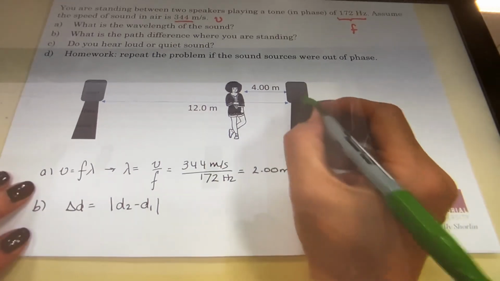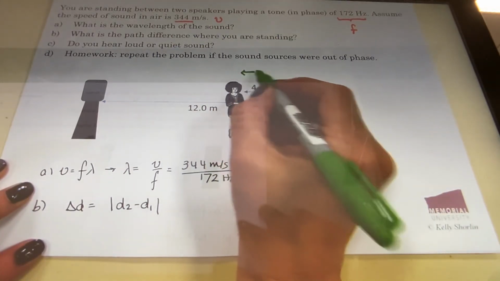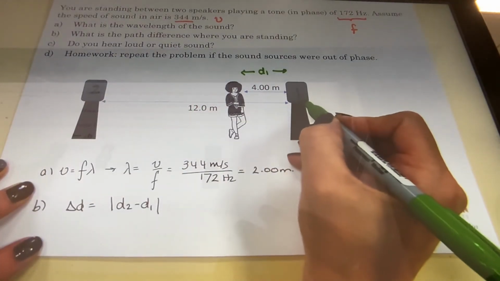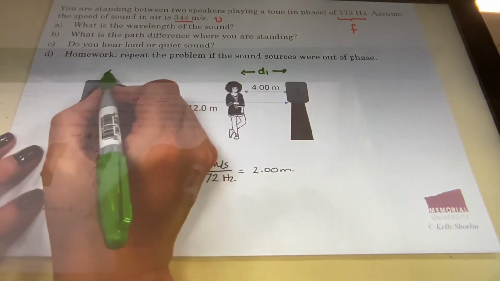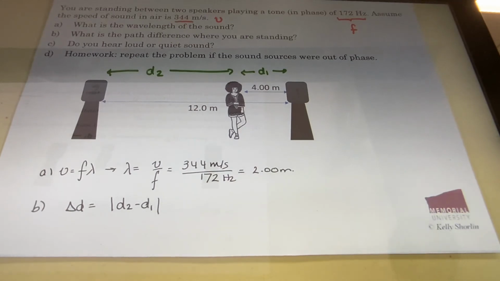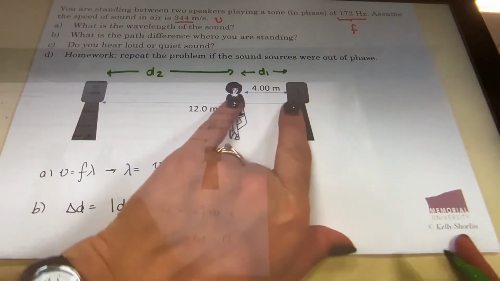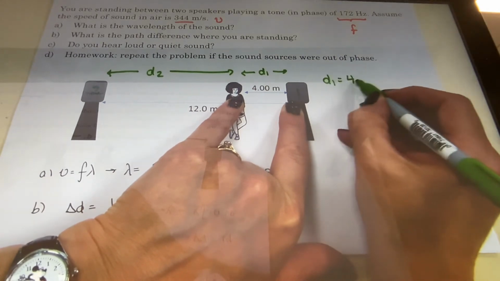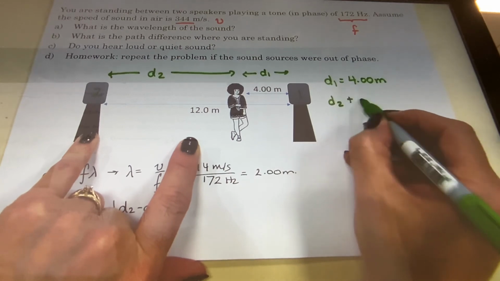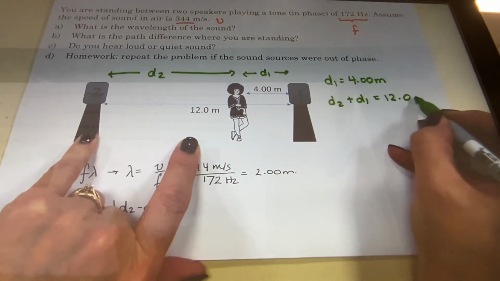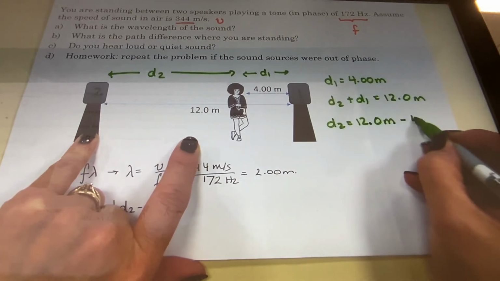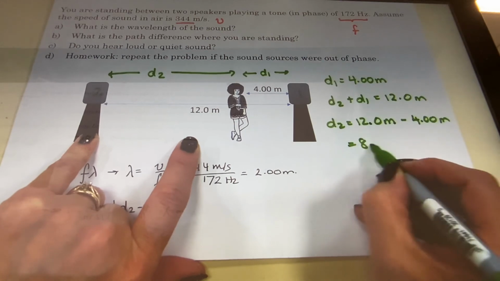So I'm going to call the speaker on the left speaker 1. That makes this D1. My speaker on the right is speaker 1, speaker on the left is speaker 2. So my person to speaker 2 is D2. Let's see if I can figure out what D1 and D2 are. D1 is easy. D1 equals 4 meters. D2 is a little bit more difficult. I see D2 plus D1 equals 12 meters. So D2 is 12 meters minus D1, which was 4 meters. So D2 is 8 meters.